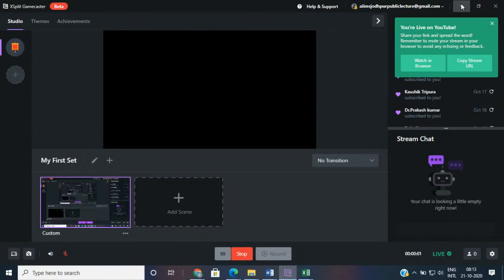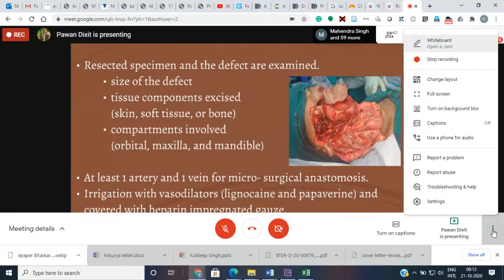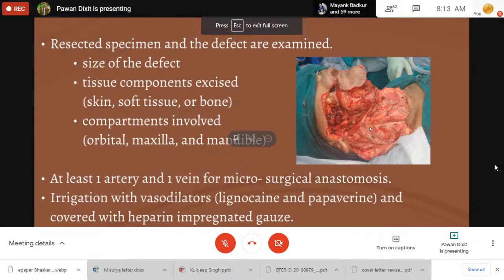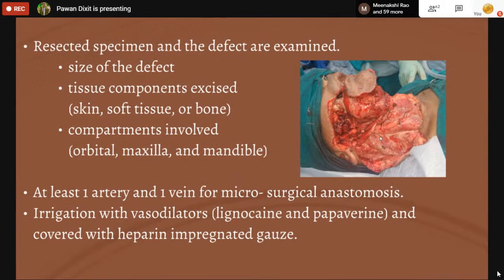The defect should be estimated. What are the components which are excised? Only the lining was excised, or the outer skin was also excised, or the bone was also excised, or combination defects are excised. And what are the compartments involved? It is orbital, maxillary, and mandible. All these things have a bearing on the choice of flap which is used to reconstruct a defect.